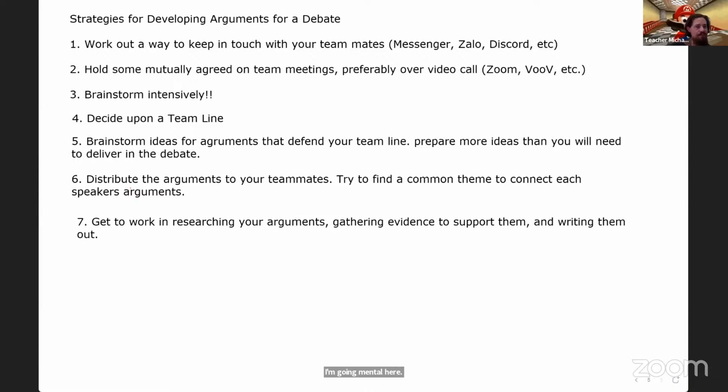Either way, so yeah, get to work researching your arguments, gather your evidence to support them, and write them out.